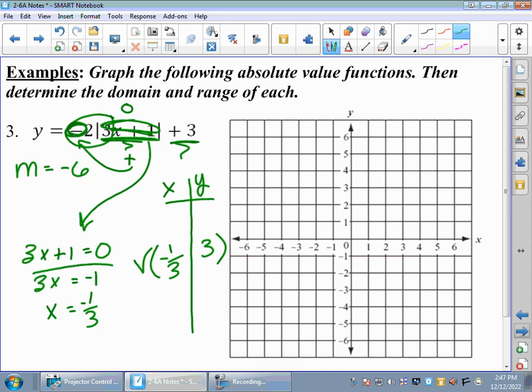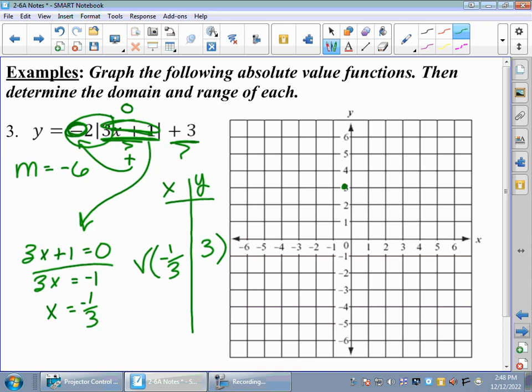So it's like a transformation. It's sort of like our k value. It's how much we move up, how much we shift up. It's sort of like an h and k from quadratics. I move over negative 1/3, and I go up 3.